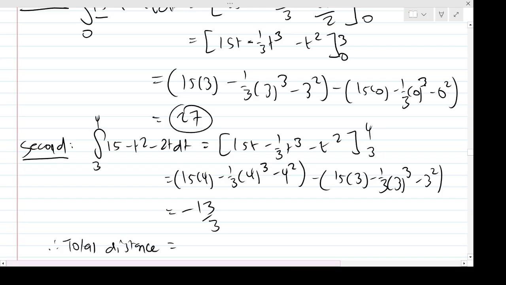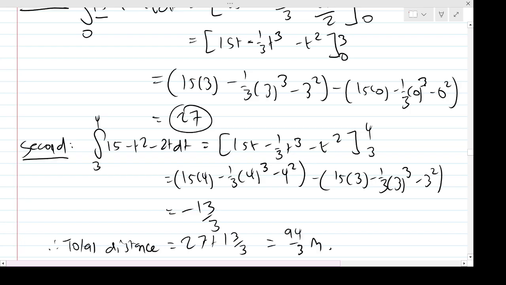So 27, okay, that's great. But then we need to make this minus positive, so I'd be adding 13 over 3. Okay, so I add the two individual distances together to get the total distance to be 94 over 3 meters. And there we are.